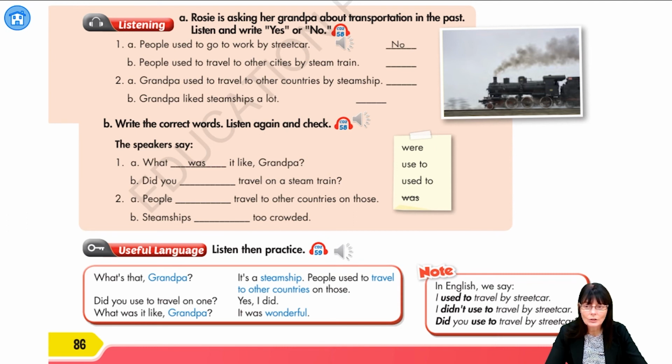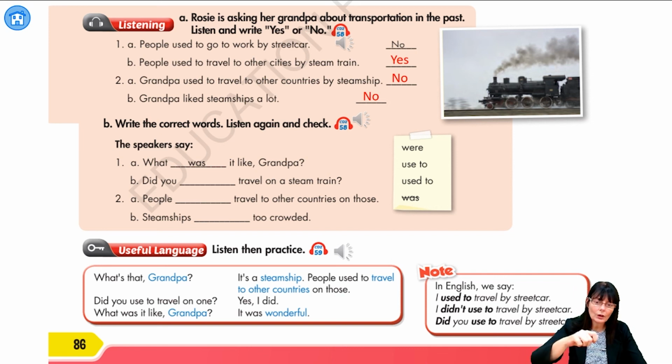Okay, so we'll just go through the answers now, but if you do need to listen again, feel free to do so. But for the moment, so 1A, you know the answer is no. 1B, people used to travel to other cities by steam train. So yes, that is correct. And 2A, Grandpa used to travel to other countries by steamship. No, he didn't. And 2B, Grandpa liked steamships a lot. No, he didn't. Okay. The next part is just writing.